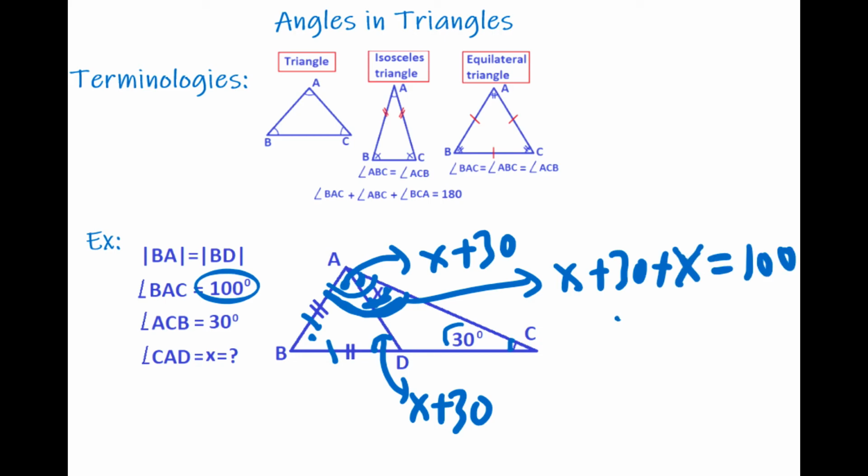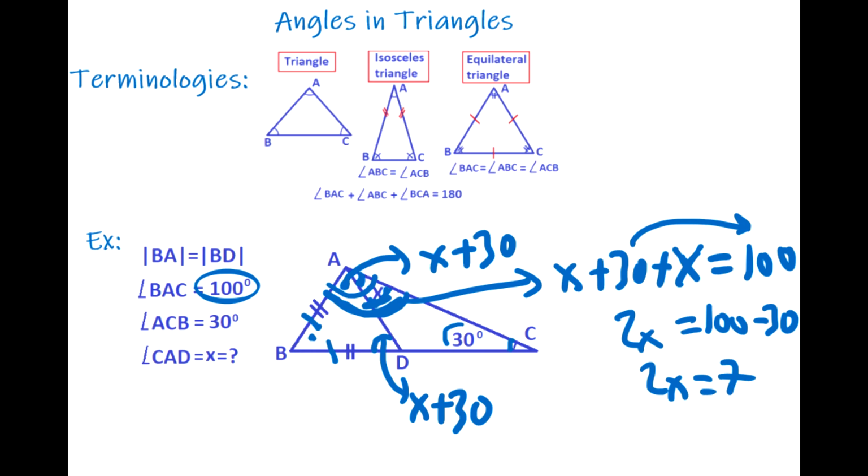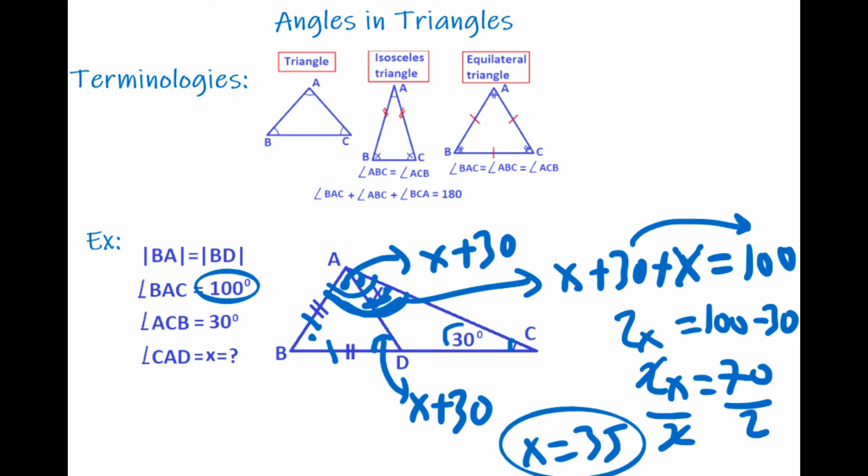So on the left we have 2x, and if you send this 30 to the right, we're going to have 100 minus 30. So 2x is going to be 70. And if you divide both sides by 2, then we're going to have x as 35, guys. And let's continue with the next question.